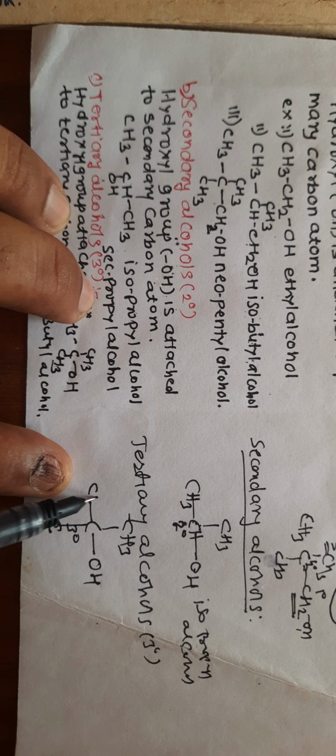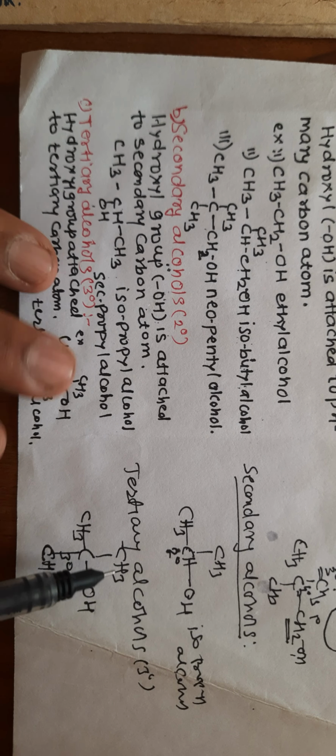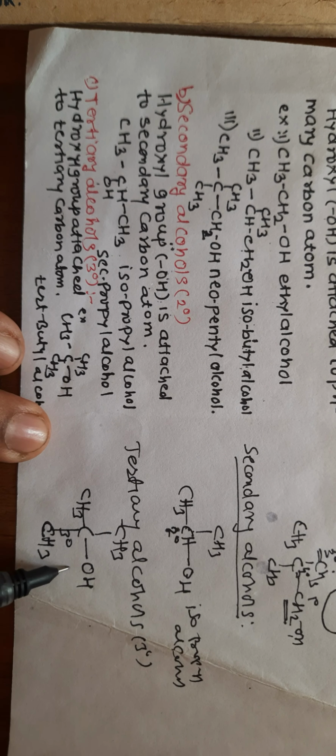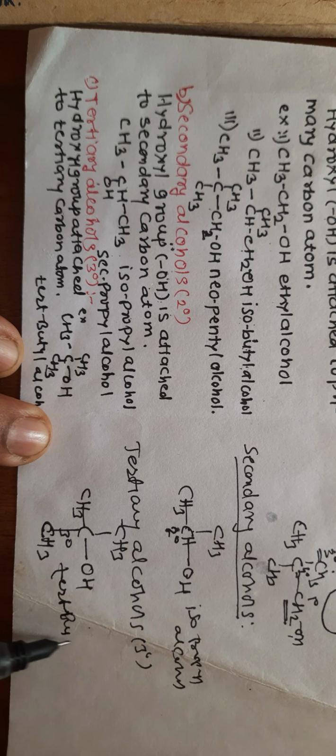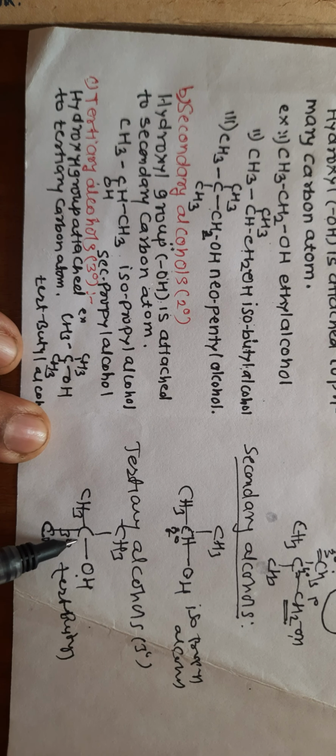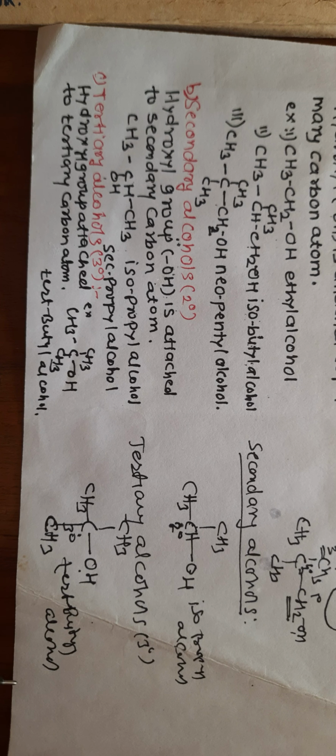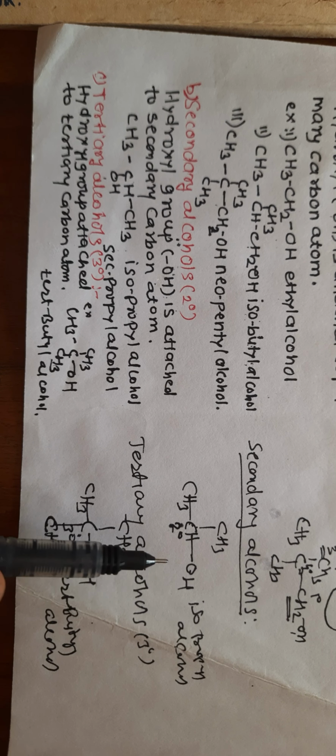We have to balance the valency of the carbon atom using hydrogen atoms: CH3, 3C, CH3, C, OH. There are 4 carbon atoms, therefore it is butyl. But the OH group is attached to the tertiary carbon, therefore tertiary butyl alcohol, or 2-methylpropan-2-ol. That is a tertiary alcohol. In primary alcohols, the OH group is attached to a primary carbon atom. In secondary alcohols, it is attached to a secondary carbon atom. In tertiary alcohols, it is attached to a tertiary carbon atom.